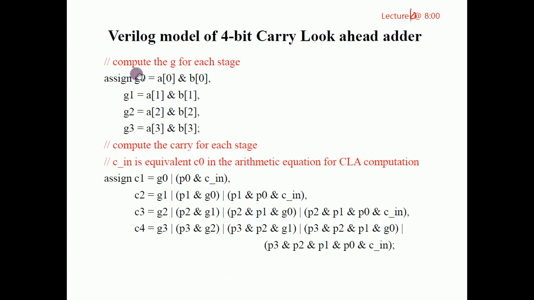Next, now we'll compute the G expression, the generate expression. Generate expression is given by the ANDed operation of X and Y. Here it is A and B. A0 ANDed with B0 will give G0. A1 ANDed with B1 will give you G1, and so on. So you have the generate expression as well as the propagate expression.